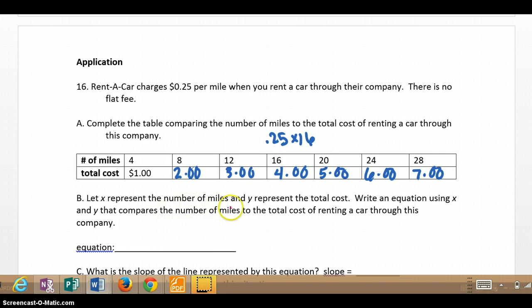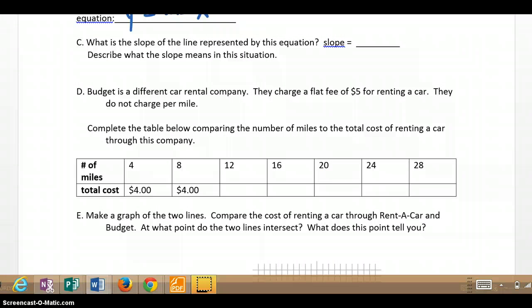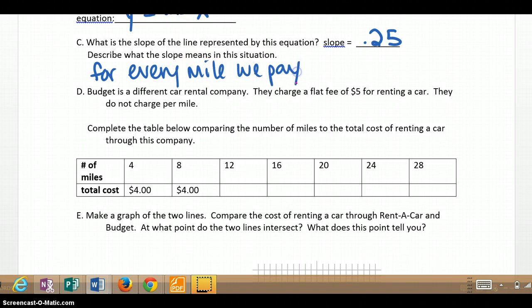It says, let x represent the number of miles and y represent the total cost. Write an equation using x and y that compares the number of miles to the total cost of renting the car through this company. So our total cost is 0.25 times the number of miles plus 0 because there is no flat fee. So we don't need to add a y-intercept. Our slope is the 0.25 because it is connected to our x. It says describe what the slope means: for every mile, we pay 25 cents.